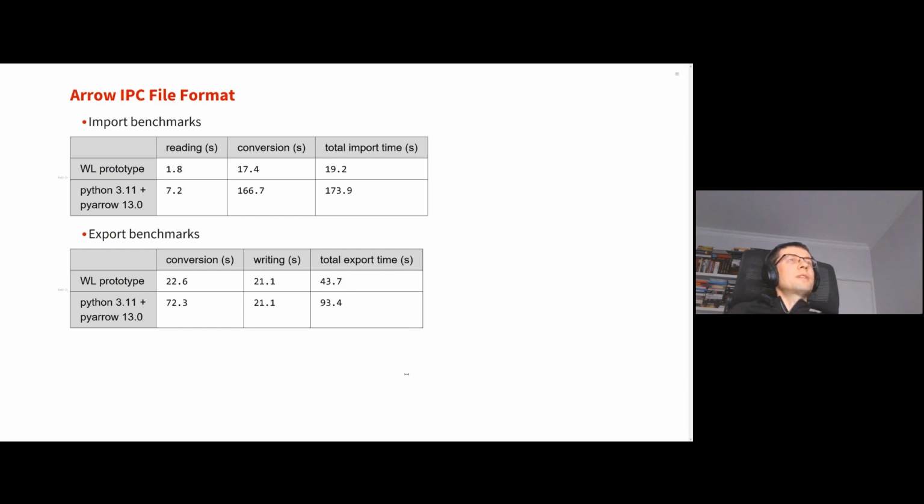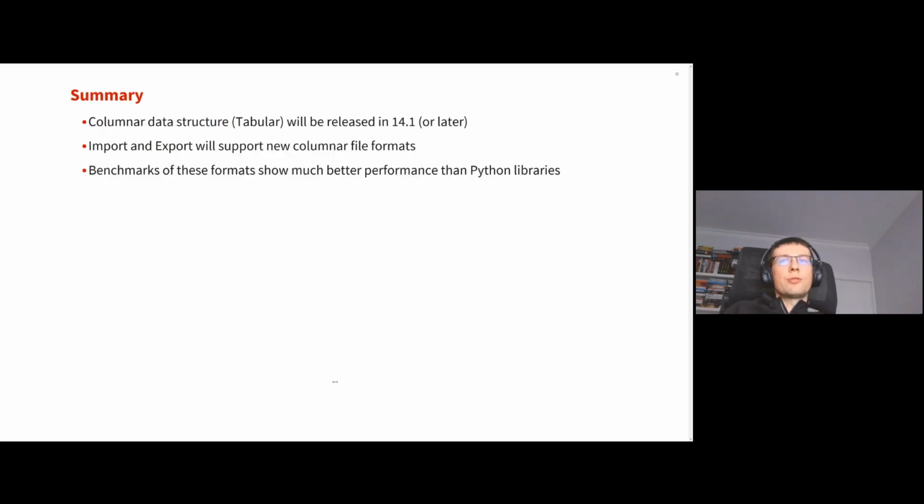And very similar timings for the random access type of Arrow IPC: 1.8 versus 7.2, and 21 for writing, exactly the same for Wolfram language and Python. So this is more or less everything that I want to show when it comes to benchmarks, and this is the last slide of this presentation.